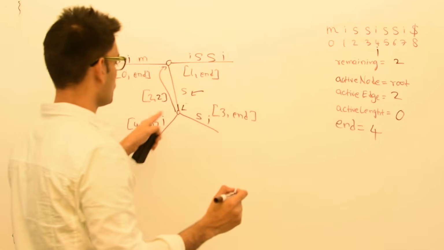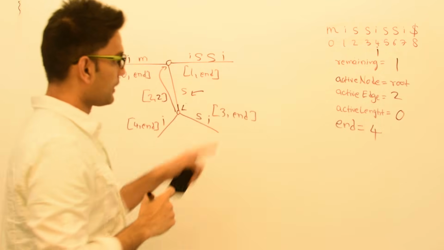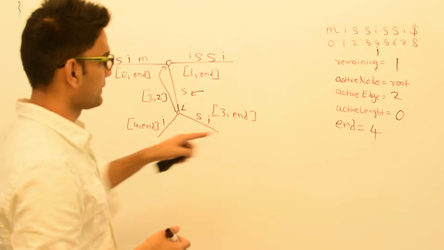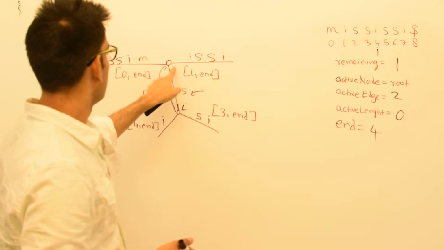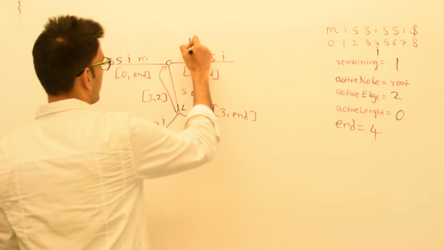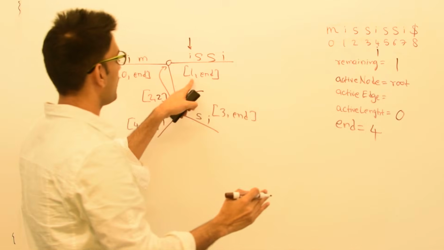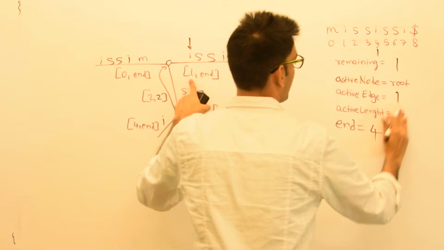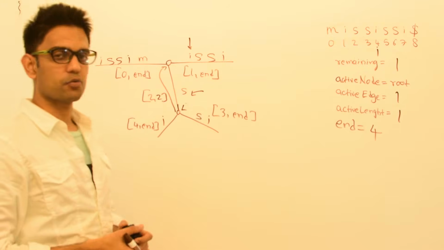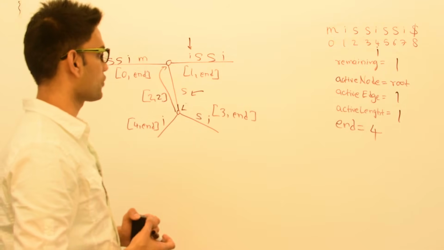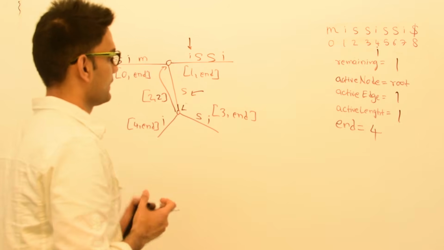Also, since we created a new internal node, our remaining becomes 1. Now since active node is 0 and active length is 0, we check, is there a path from root starting with I? So there is a path, so we move in this direction. So our active edge will now become the start of this range, which is 1, and active length will go up by 1, so active length will become 1. So this is again a rule 3 extension, and rule 3 extension is a showstopper. So we stop at this point, end the current phase and start the next phase.